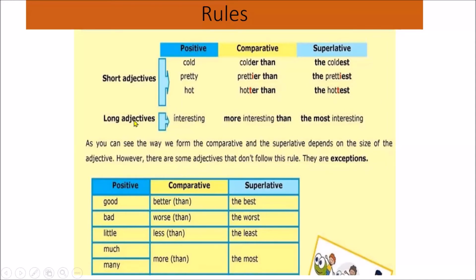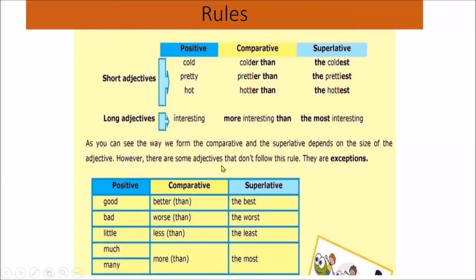Now we'll talk about long adjectives. If three- or four-syllable words are there, for example, you can see here interesting. So if long adjectives are there, in the comparative form we use more, and in the superlative we use most. So here interesting becomes more interesting and the superlative becomes the most interesting. Here are a few more examples. As you can see, the way we form the comparative and the superlative depends on the size of the adjective, like short and long adjectives.